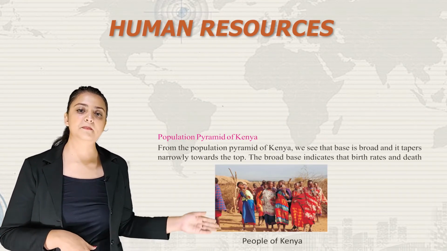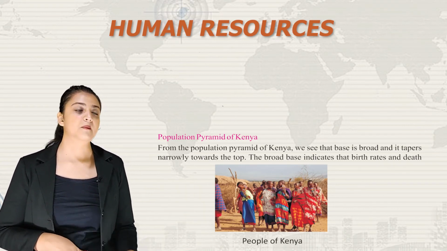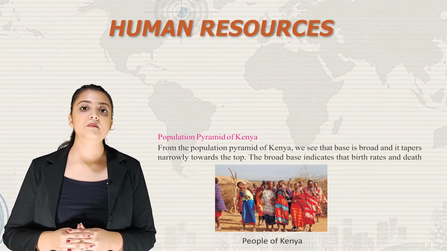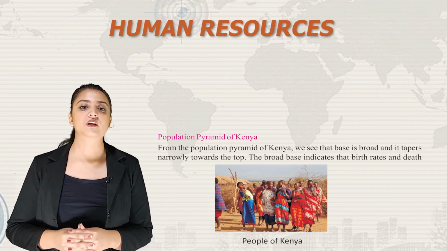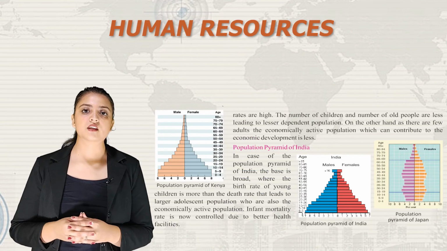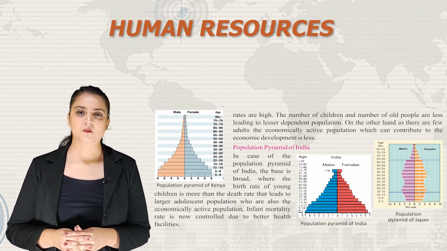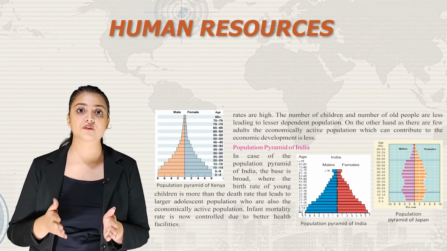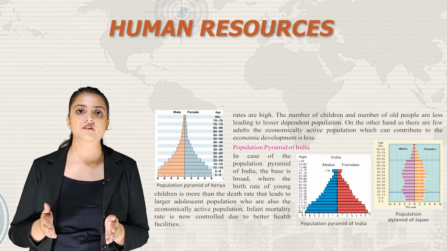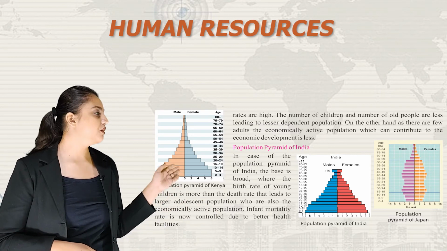Here is an image of people of Kenya. Now, let's talk about the population pyramid of Kenya. From the population pyramid of Kenya, we see that the base is broad and it tapers narrowly towards the top. The broad base indicates that birth and death rates are high, and the number of old people is less, so there is a lesser dependent population. On the other hand, as there are few adults, the economically active population which can contribute to economic development is less.